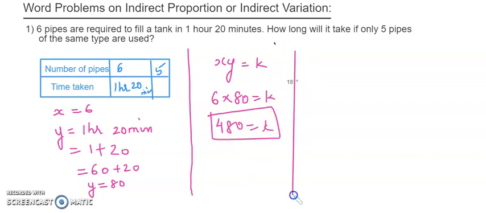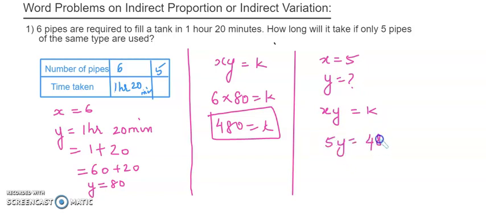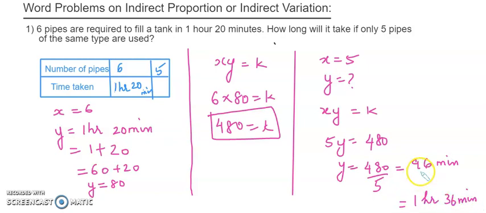Now, if we are taking 5 pipes, that means we are given x as 5, and we have to find y. So xy equals k, 5y equals 480, y equals 480 divided by 5, which will give me 96 minutes, which can be 1 hour 36 minutes because 1 hour is 60 minutes. So subtract 60 from 96, 60 goes off, that is 1 hour. So remaining is 36 minutes.